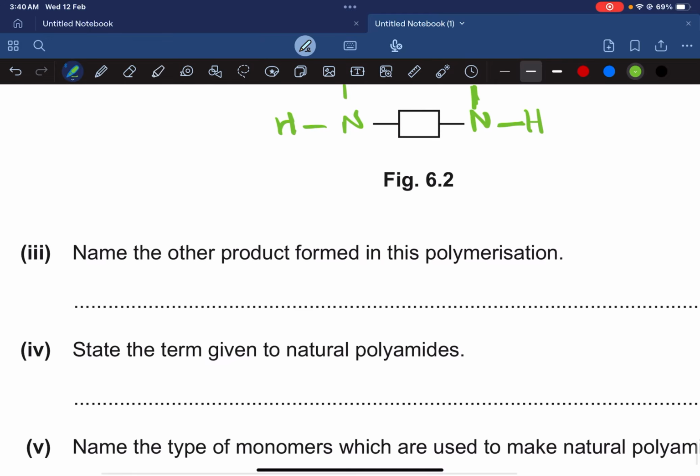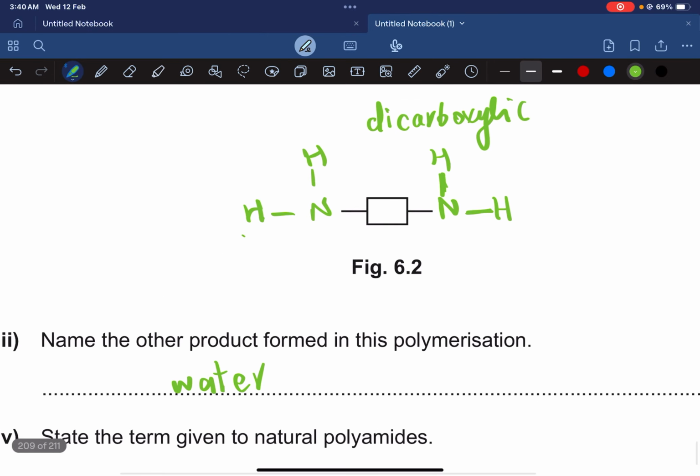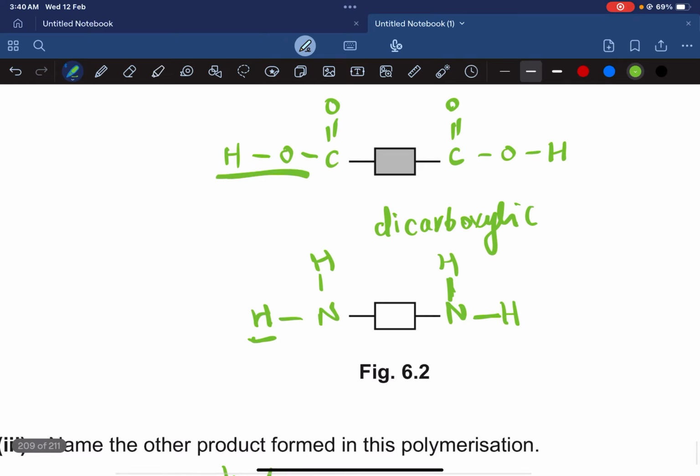It's going to be water. How do we know it? Because this H and this OH was not part of the polymer. I made it myself because I knew that water is going to be formed. That's why these were removed from the polymer.